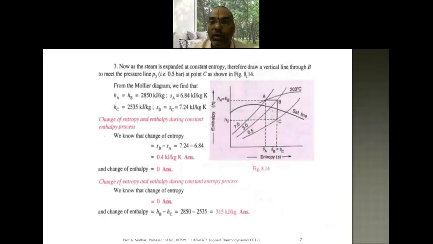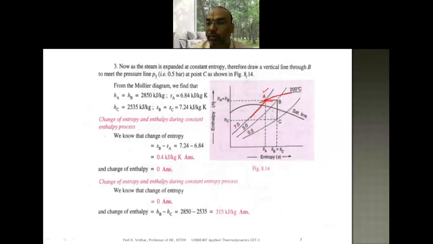First of all, locate the point number A. That is the 7 bar. So the 7 bar line is passing like this. And the 200 degree centigrade line and the 7 bar line are both intersecting at this particular point. So it is my point number A. And he is saying that it is an isenthalpic expansion, that is, a constant enthalpy expansion process is taking place.